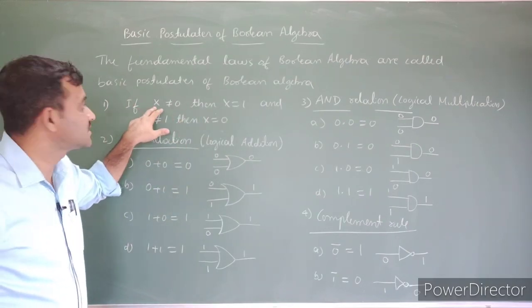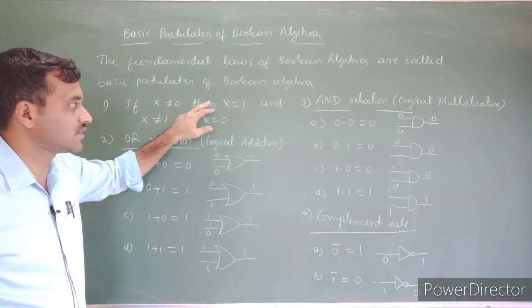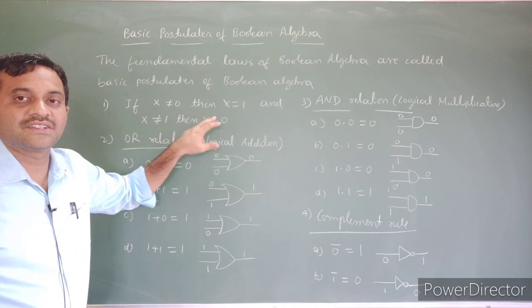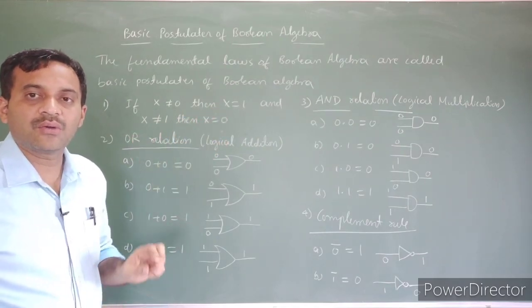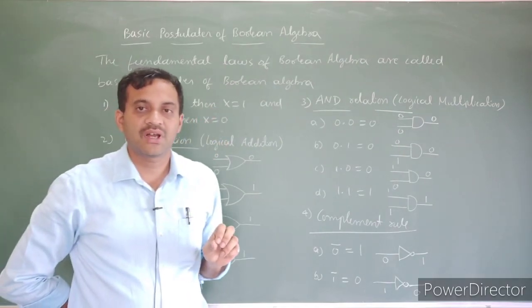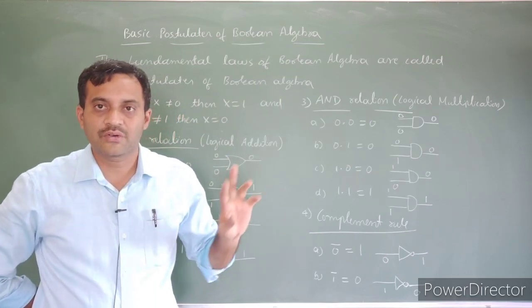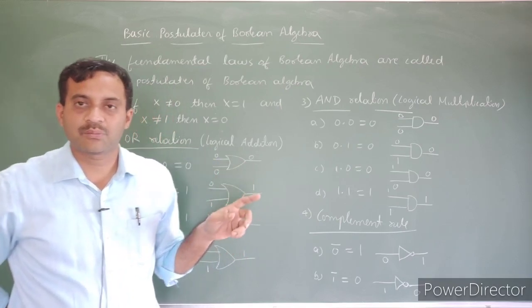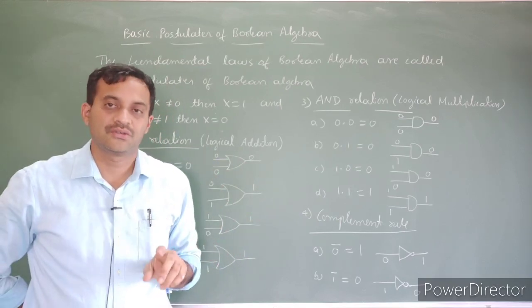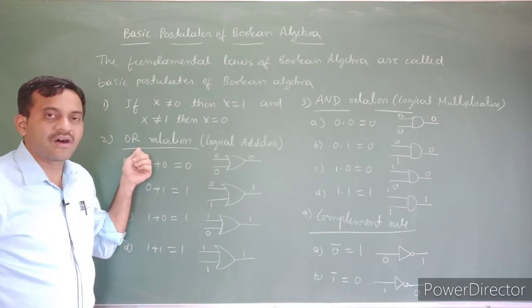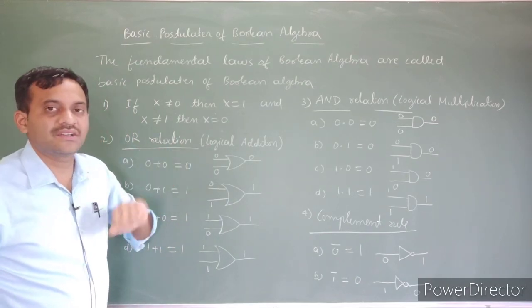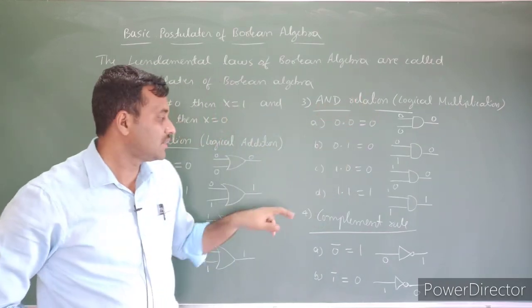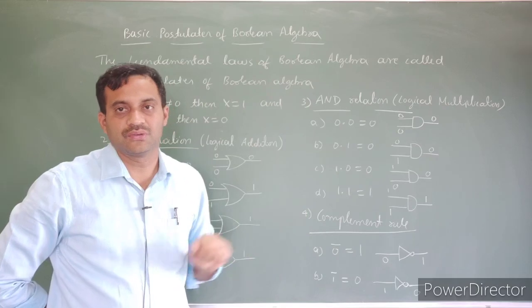First one is, if x is not equal to 0, then x equals 1, and if x is not equal to 1, then x is equal to 0, because every variable in Boolean algebra must have only one value out of 2. Here the 2 values are 0 and 1. Here 0 represents false, 1 represents true. The second one is the OR relation. It is a logical addition. Third one is the AND relation. It is a logical multiplication. Then fourth one is the complement rule.